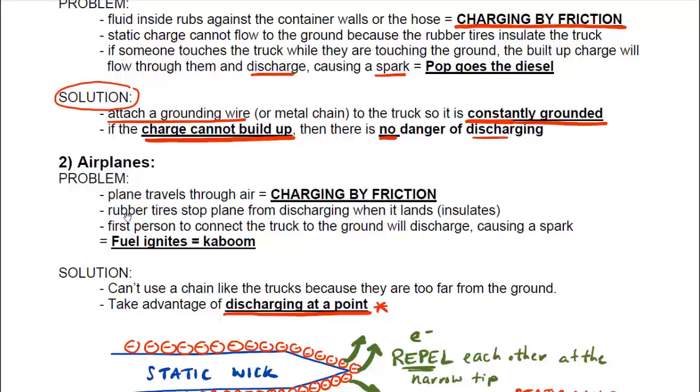When the plane lands, the rubber tires are going to stop the plane from discharging as it lands, going to insulate that charge. And then that means that the first person that connects the airplane to the ground will discharge it, causing a spark. Well, airplanes are full of fuel. If that fuel ignites, kaboom.